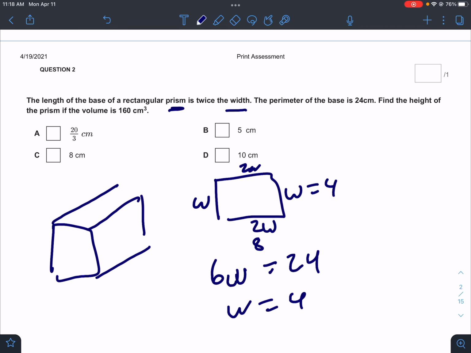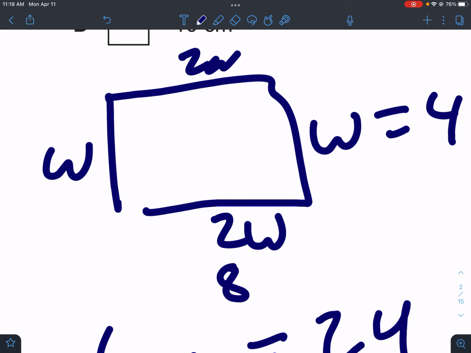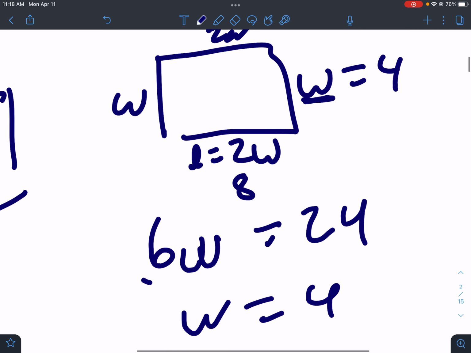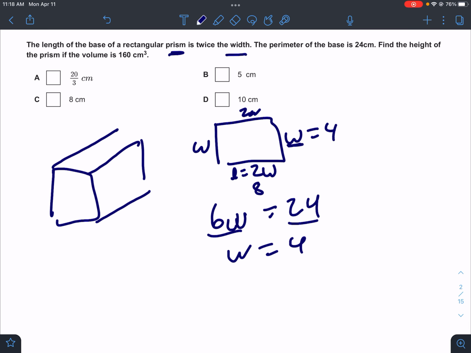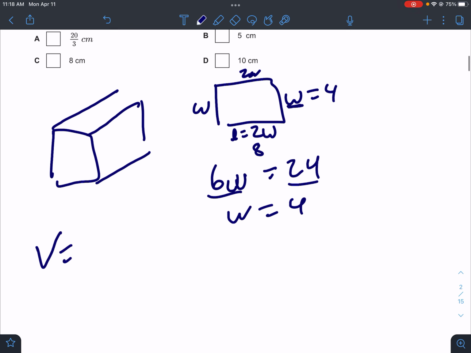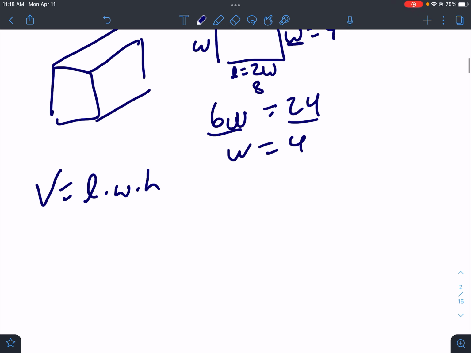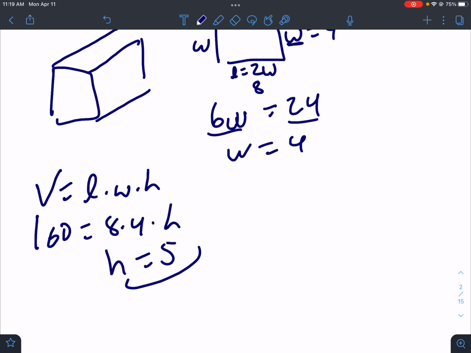Find the height of the prism if the volume is 160. So just again in our setup, the length was twice the width. So I called the width W, which means that the length would have to be 2W. And then add up all the sides for the perimeter, and the perimeter was equal to 24. Now we know that the volume equals the length times the width times the height. They tell us that the volume is 160. We know that the length and the width are 8 and 4. We just need height. So that's 160 divided by 32. The height would have to be 5.